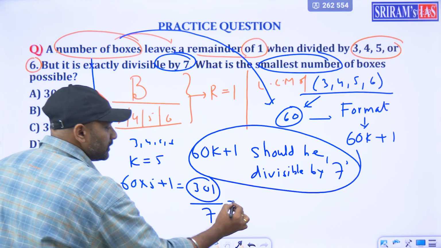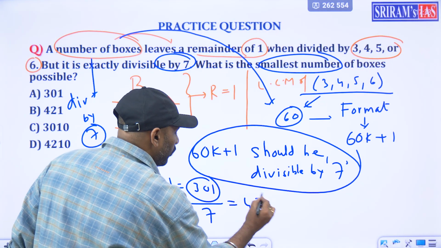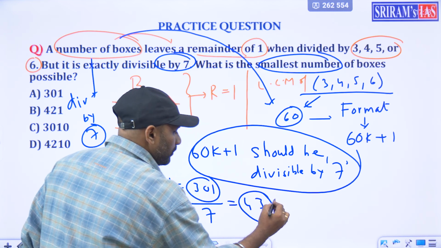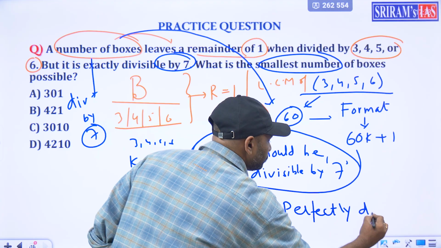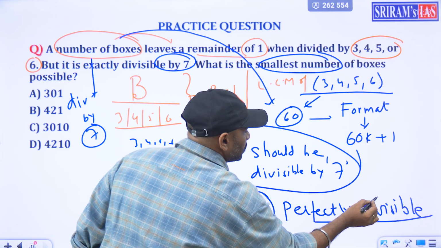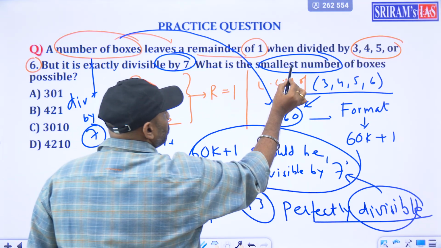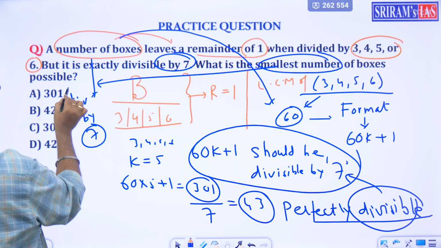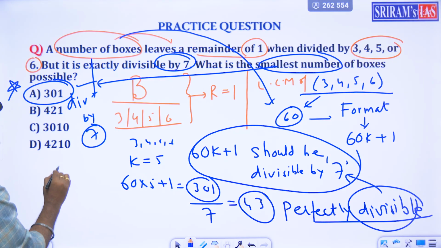Now I should check whether 301 is divisible by 7. Divided by 7, if I do, so 7, 4s are 28, 43. Perfectly divisible. So since it is perfectly divisible by 7 and is asking you for the smallest number, among the options 301 is working out already. Therefore, answer is option A.